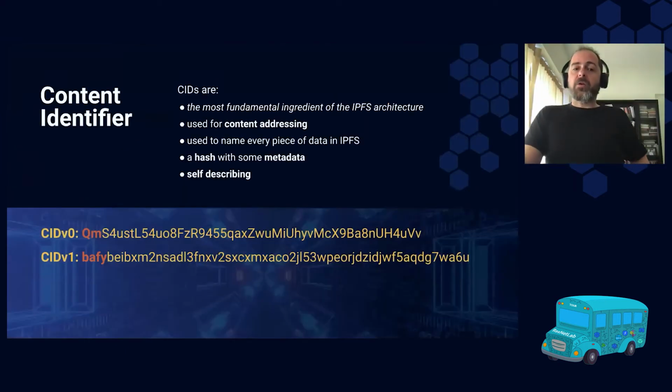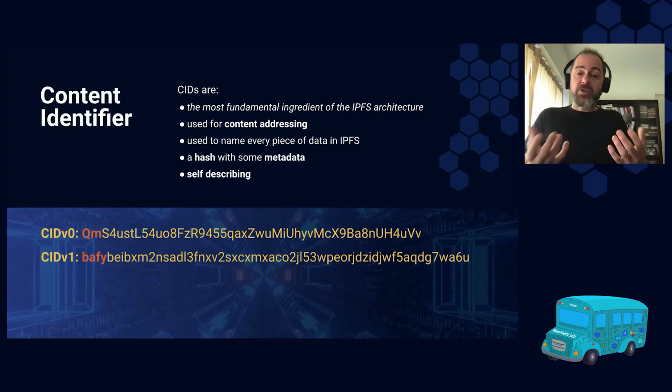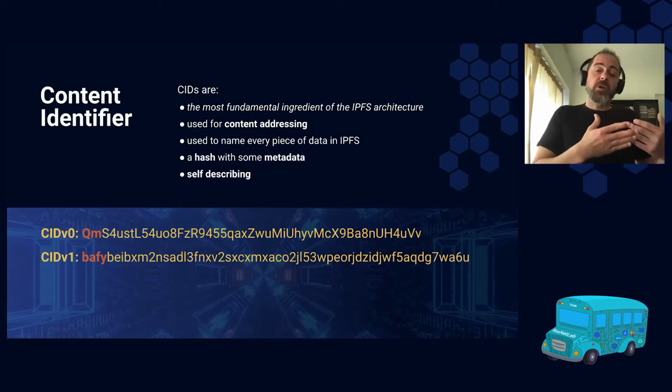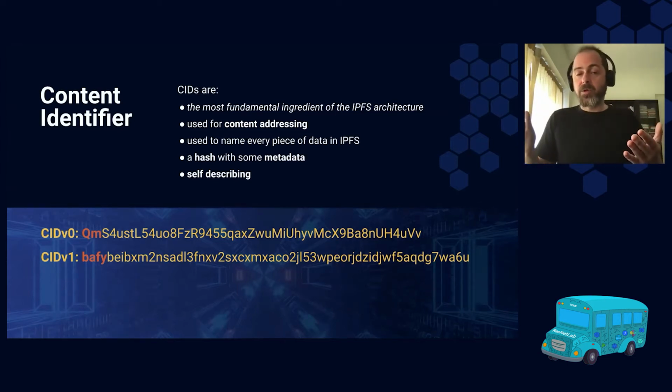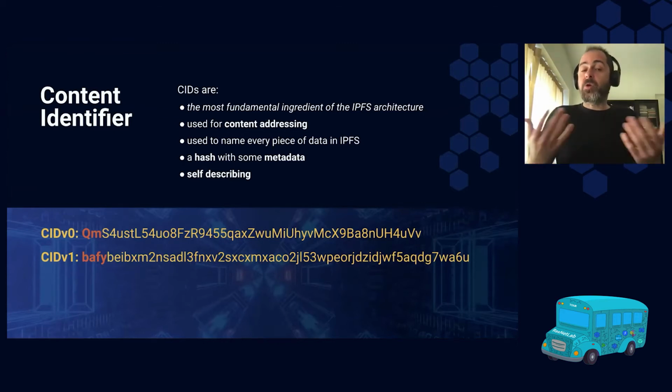The content identifiers in the IPFS system are basically hashes. You can see two different versions of them down here, CID version 0 and CID version 1. And those hashes include some metadata. The metadata can, very simplistically, be the hash that has been applied to the content in order to get the CID. This is very important, and as we're going to see, gives us many opportunities.